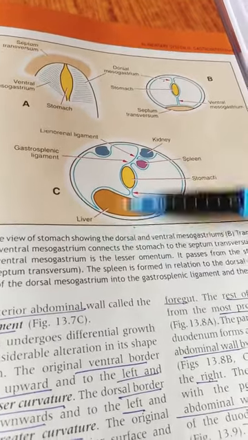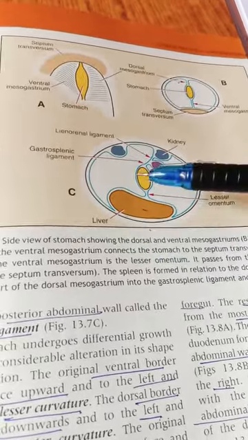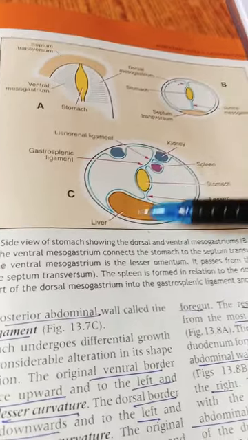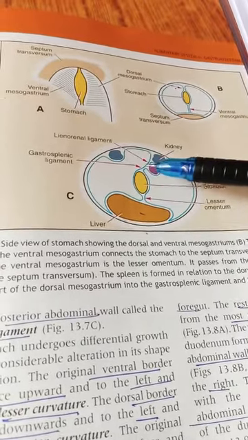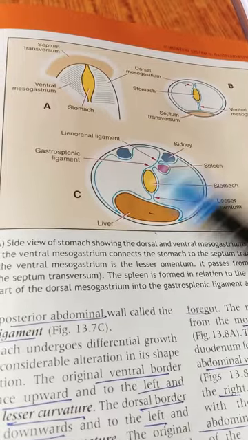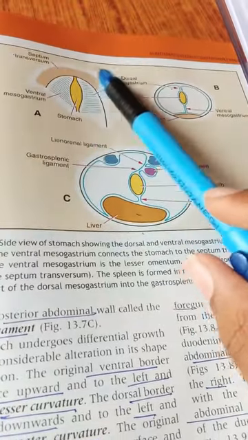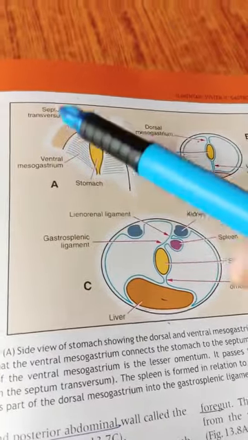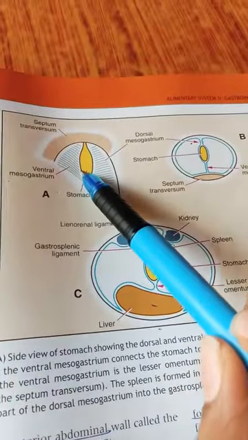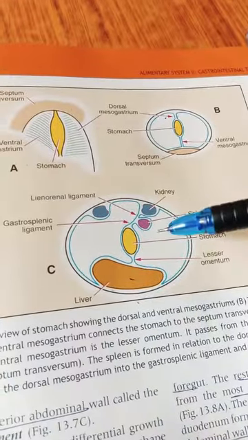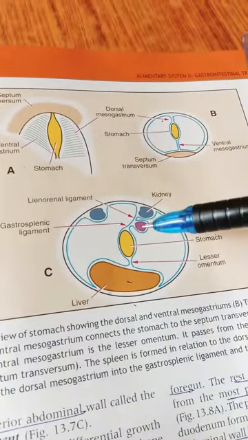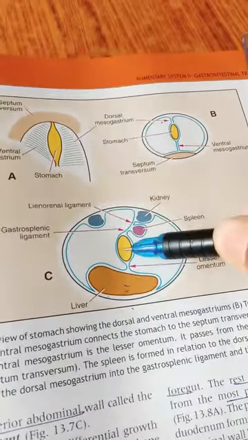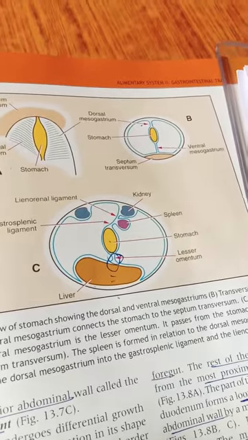So this anterior side is mainly supported by our ventral mesogastrium, and the posterior side is supported by our dorsal mesogastrium. And remember that the septum transversum gives rise to the liver, diaphragm, and all those structures. This ventral mesogastrium is mainly between the liver and stomach. So the ventral mesogastrium between the liver and stomach is called the lesser omentum. You can understand the lesser omentum is nothing but the ventral mesogastrium between the liver and stomach.